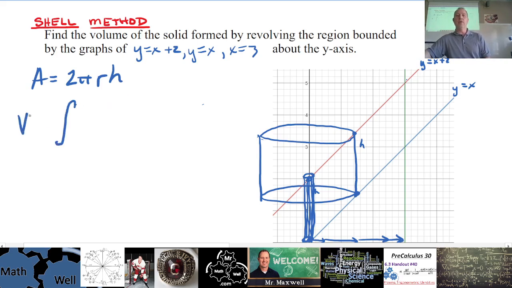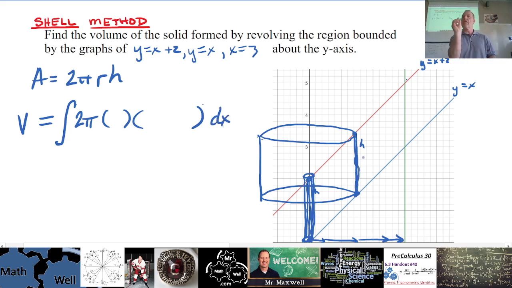To find the volume here now, we are going to take the integral of 2 pi. Now r, we have to figure out what r is, and we have to figure out what h is. Okay, 2 pi r h. And the little differential dx would be the minuscule width of each of these wraparound parts. And that's where the dx comes from. It's just the thickness of the wall.